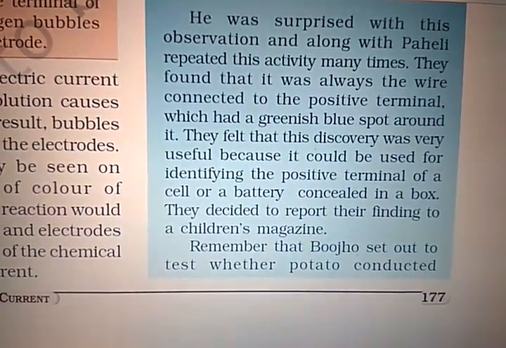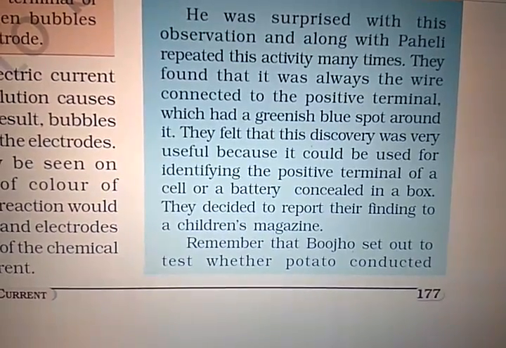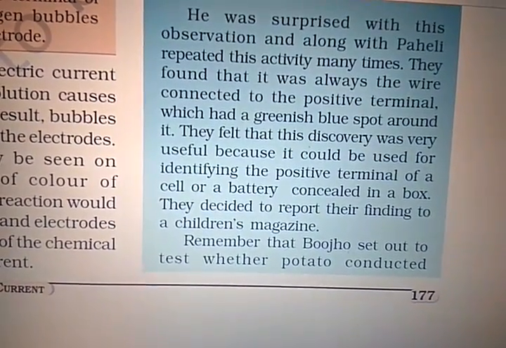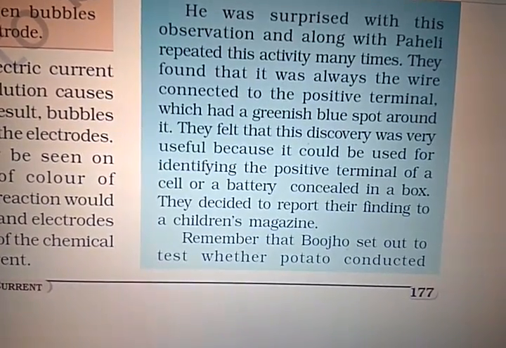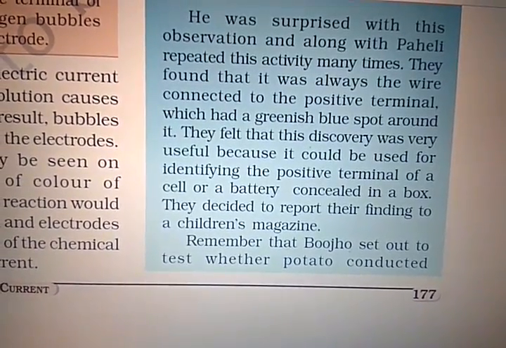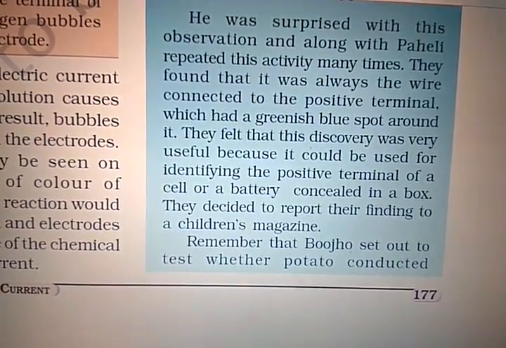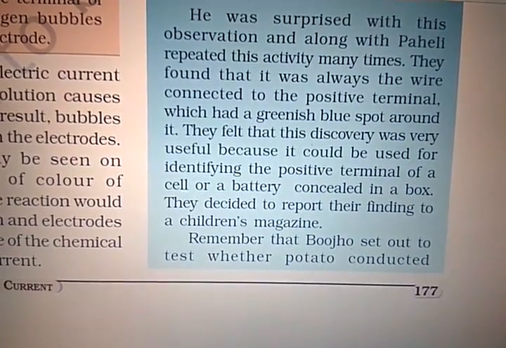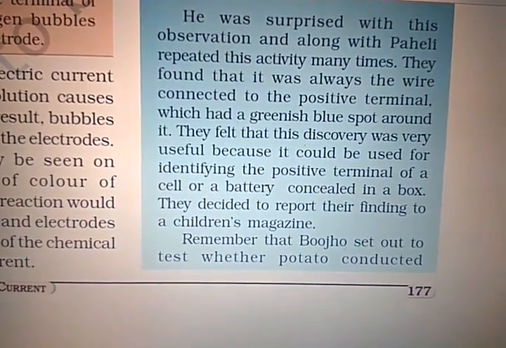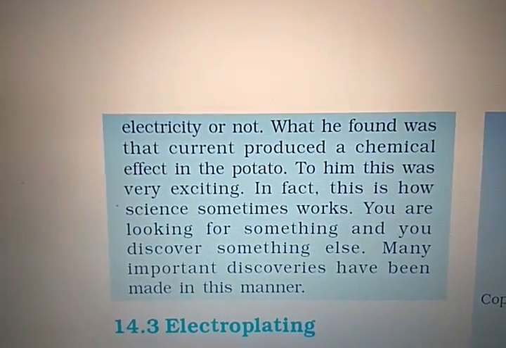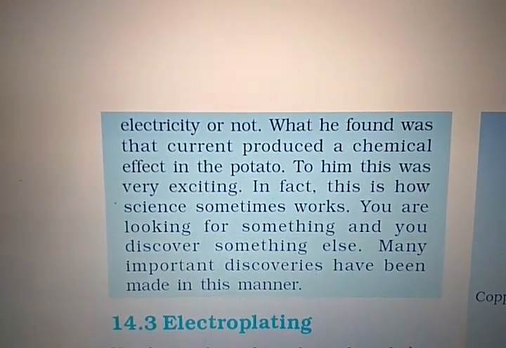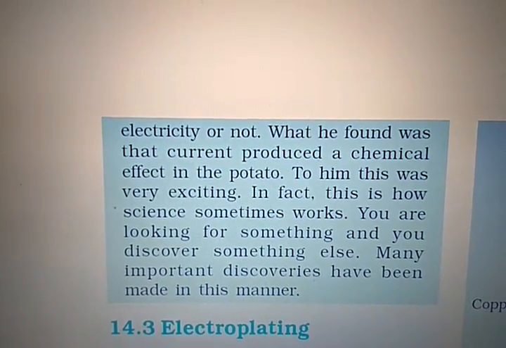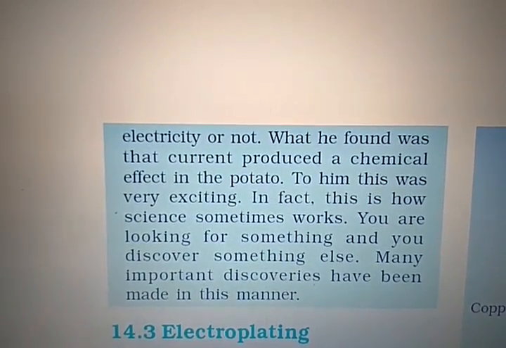So they felt that this discovery was very useful because it could be used for identifying the positive terminal of a cell or a battery concealed in a box. They decided to report their finding to the children's magazine. Remember that Bujo set out to test whether the potato conducted electricity or not. So what he found was that the current produced a chemical effect in the potato. To him, this was very exciting.